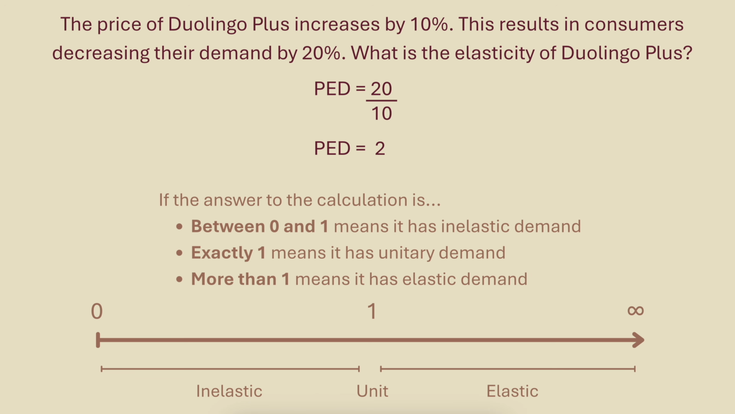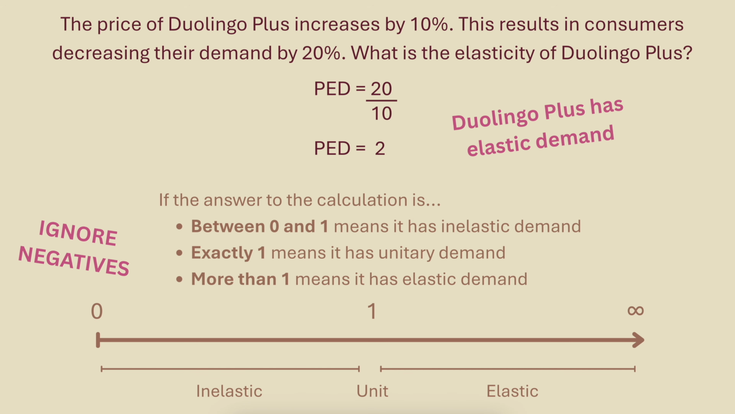One important trick here is that you need to ignore any negative signs in your calculations. Basically, the answer is always going to be negative, so we simply just ignore any negative signs, looking at just the absolute value. Looking back at our question, we can see that Duolingo Plus's elasticity of 2 is greater than 1, meaning that Duolingo Plus has elastic demand. That's the percentage change method.